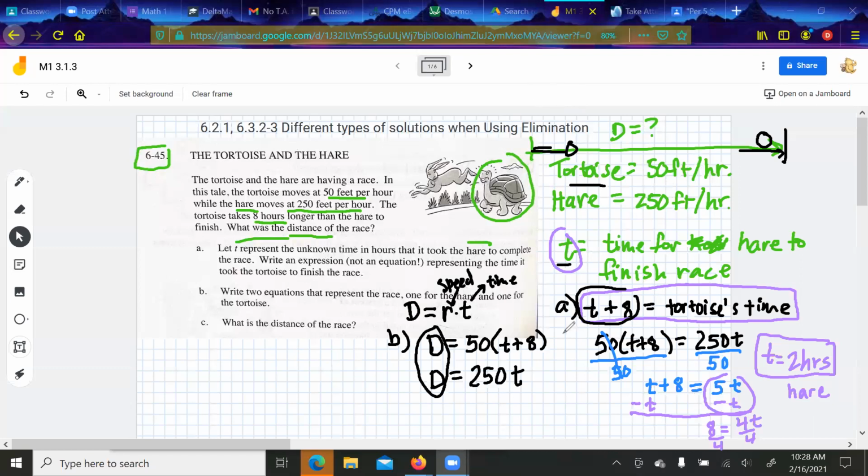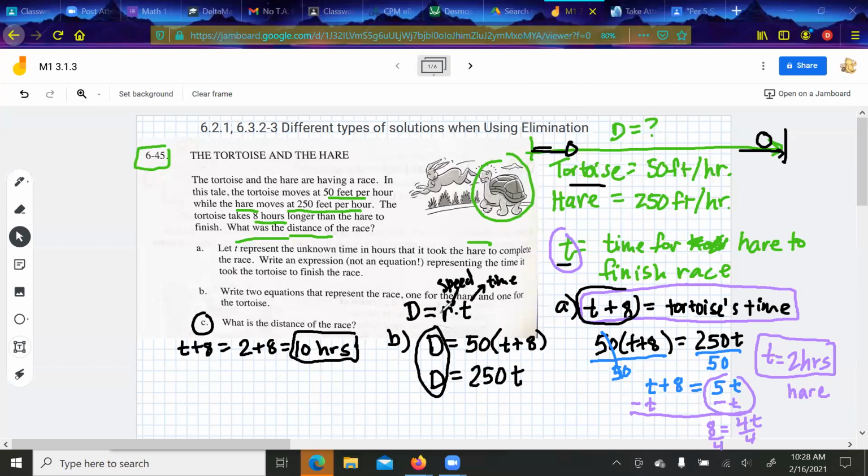because remember that he took 8 hours longer. So the tortoise's time, which is T plus 8, is equal to 2 plus 8. So he took 10 hours. Okay, so the tortoise took 10 hours. But that is not what they ask us. They ask, what is the distance of the race? So how do we find the distance?